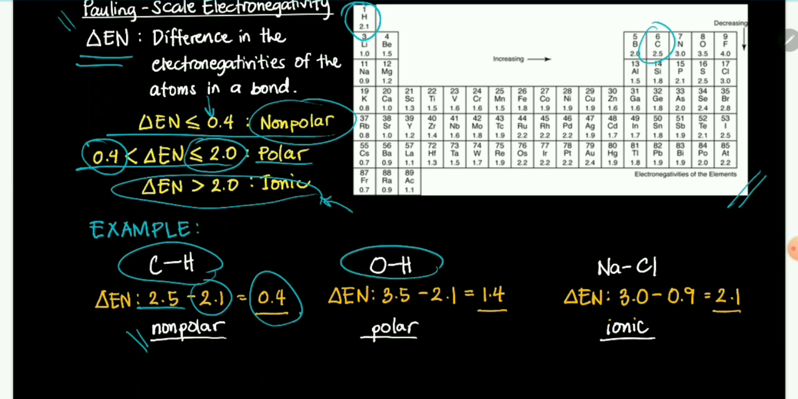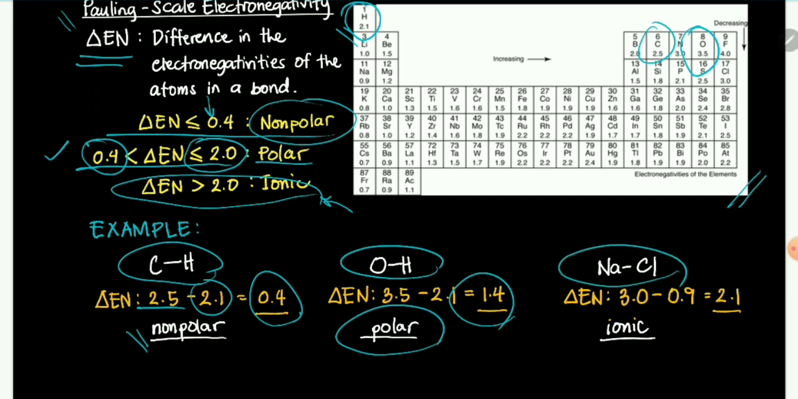So yung OH naman, tingnan natin yung OH. So oxygen is 3.5, hydrogen is 2.1, that's 1.4. So ito yung criteria. So the OH bond is considered as polar. It's strongly polar kasi mas malapit siya sa 2.0. Okay? So yung NaCl, tingnan natin. So Na is 0.9. Okay, Cl is 3.0, so 3.0 minus 0.9 is 2.1. So according to the Pauling scale electronegativity value, the compound is ionic. So NaCl is an ionic compound.